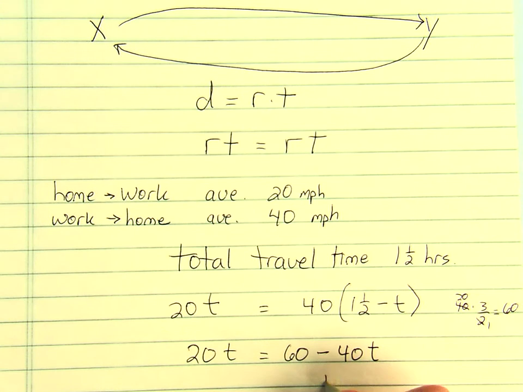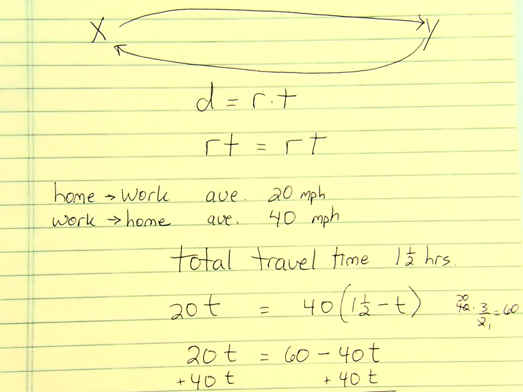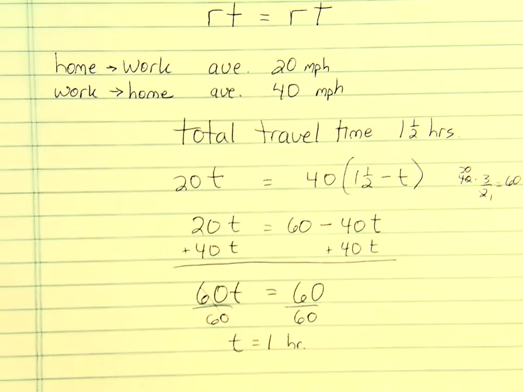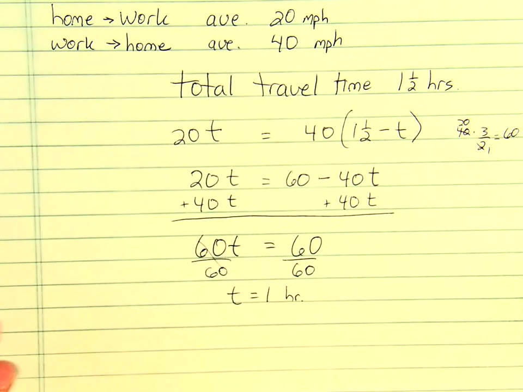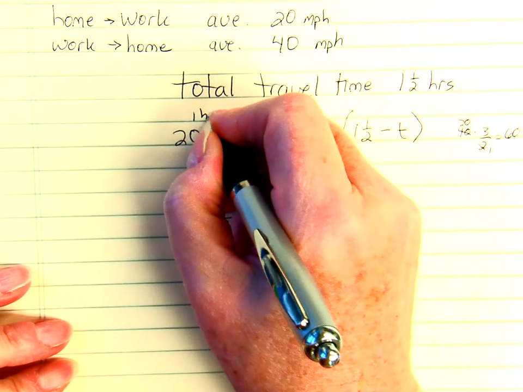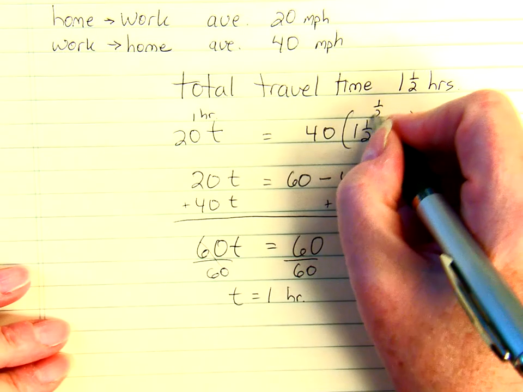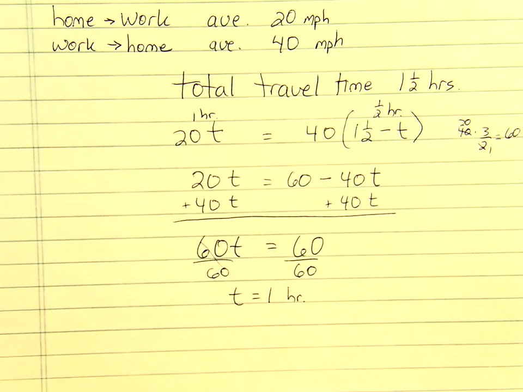Okay, I'm going to go ahead and add 40T to both sides. This gives me 60T equals 60. Division property of equality, and T is equal to 1 hour. Okay? Oh, you can't even see that. Look at that, and it was great work too. Look at how beautiful that is. So, that means that it took him 1 hour to get to work, which means that coming back from work, it only took him 1/2 of an hour because the total was 1.5.